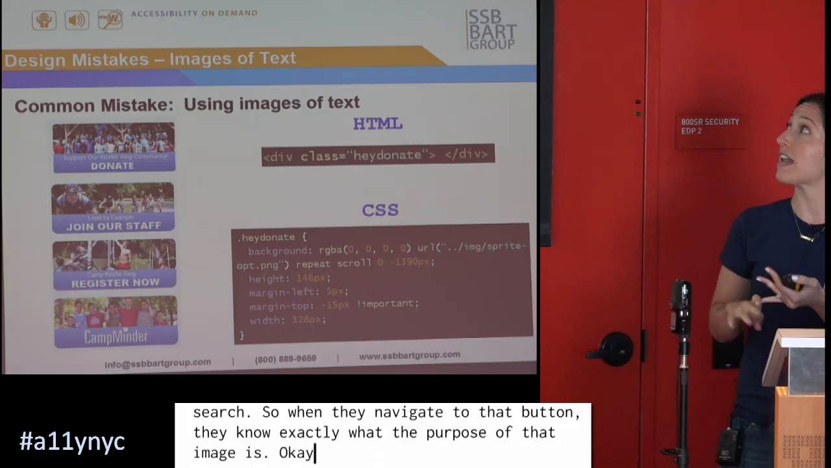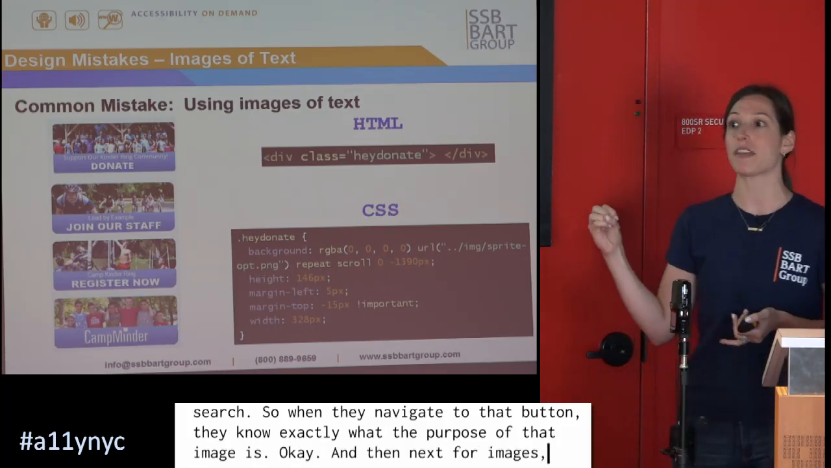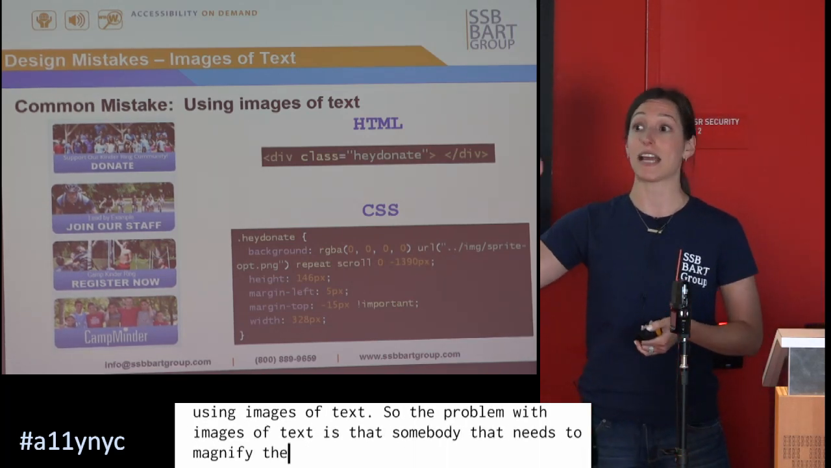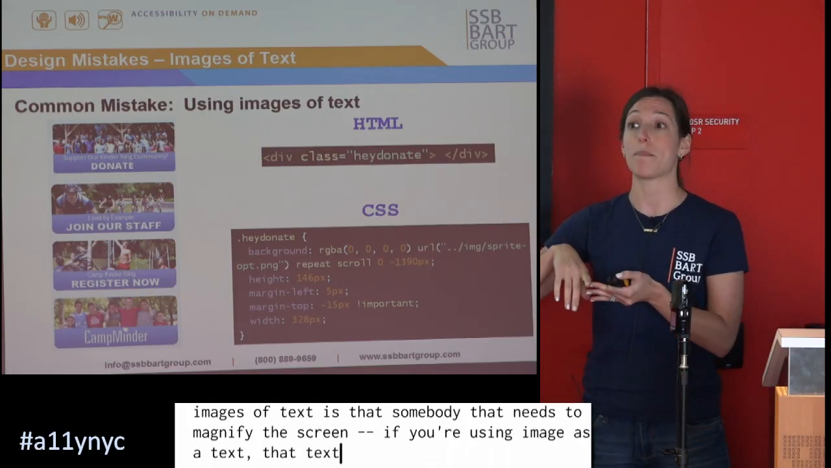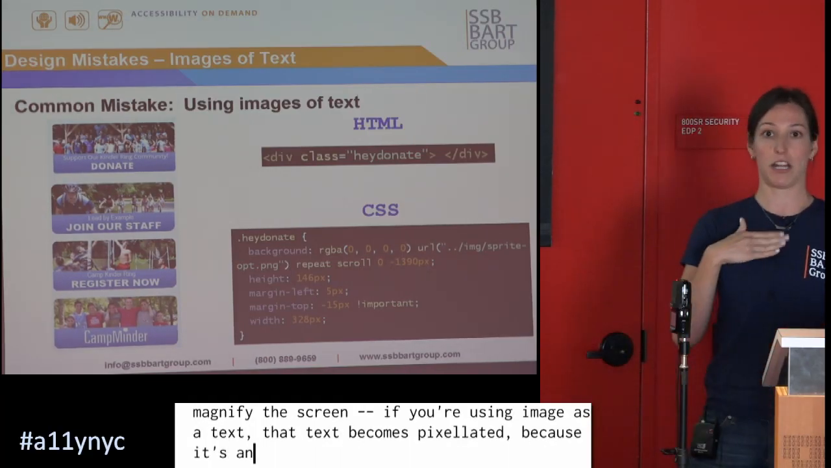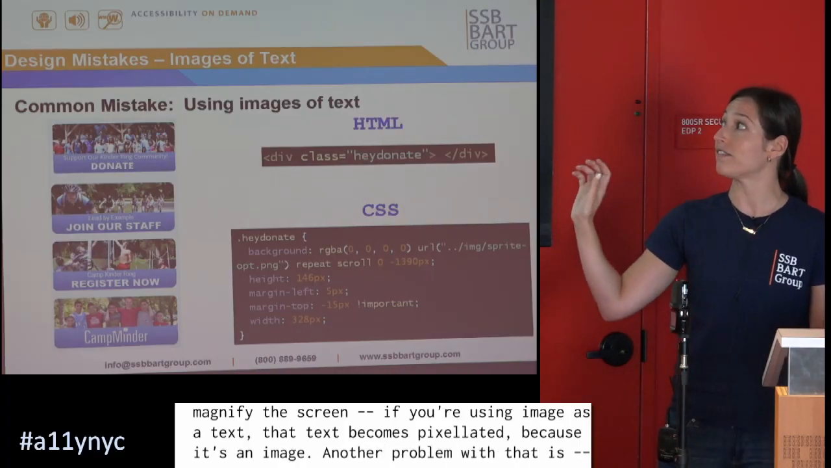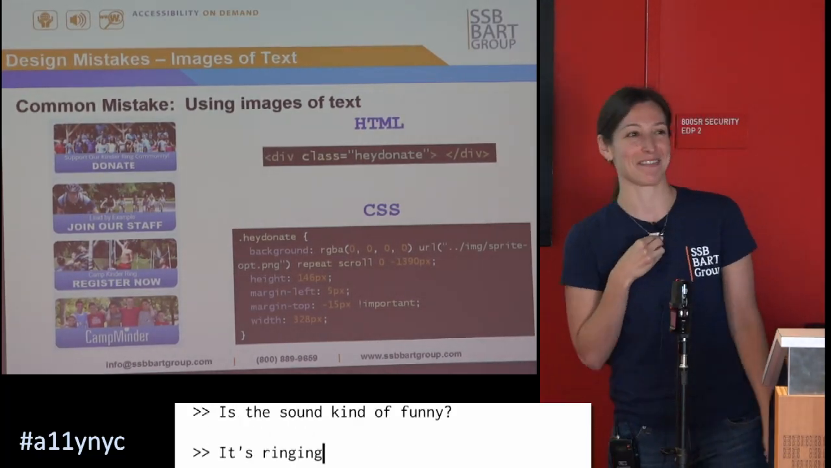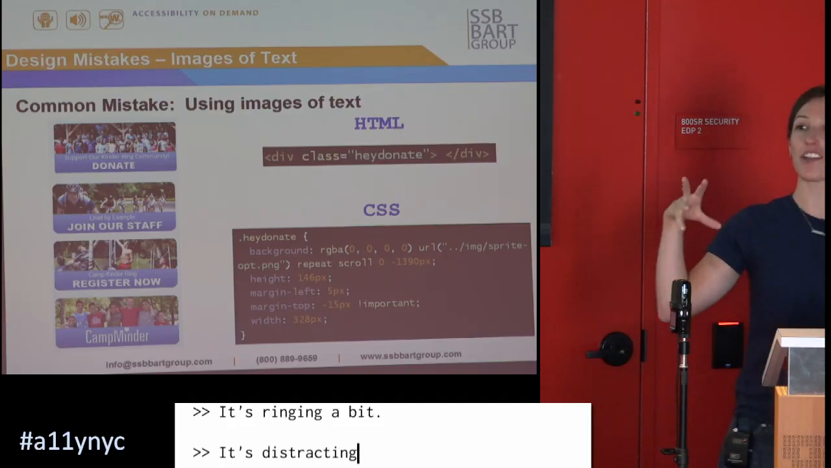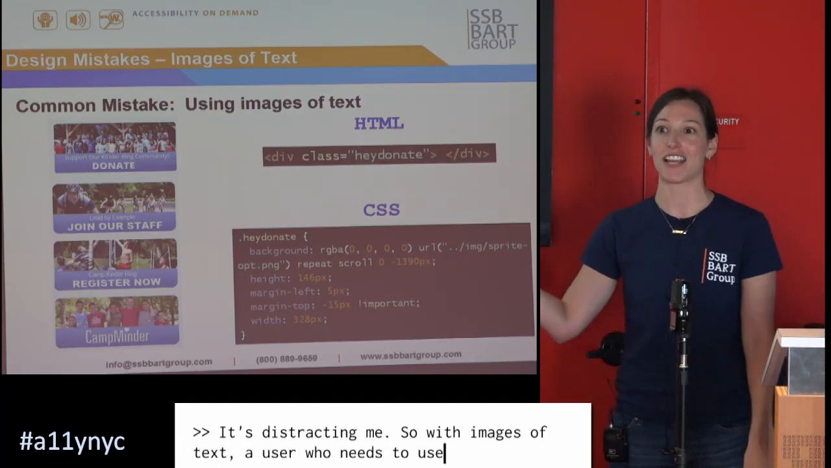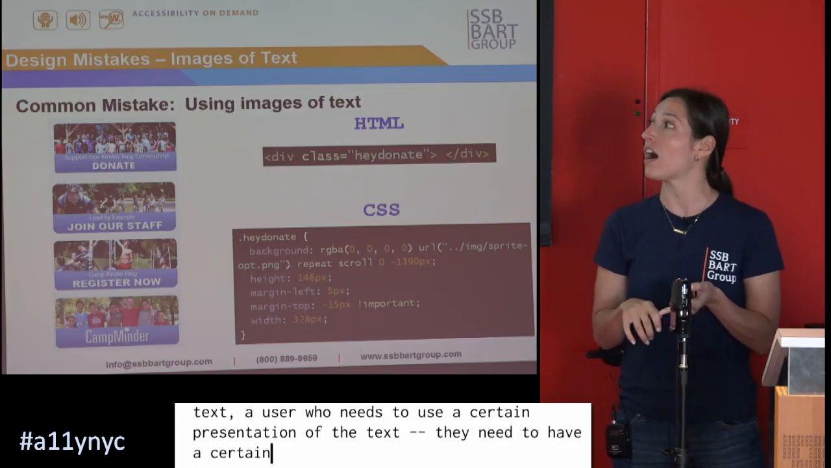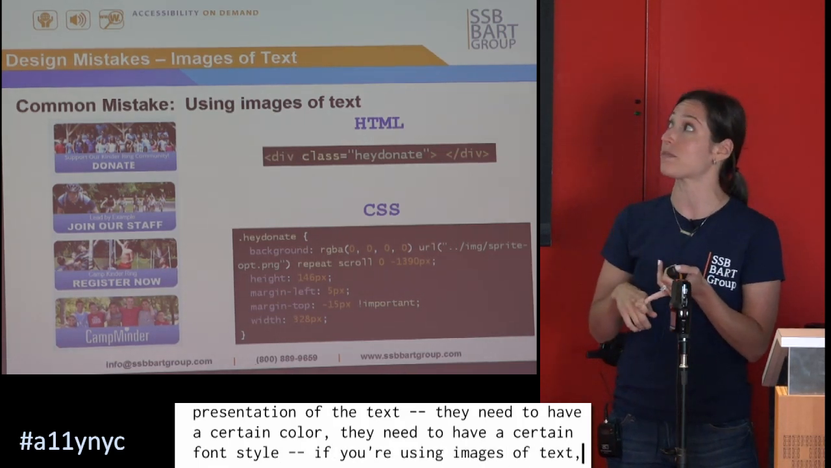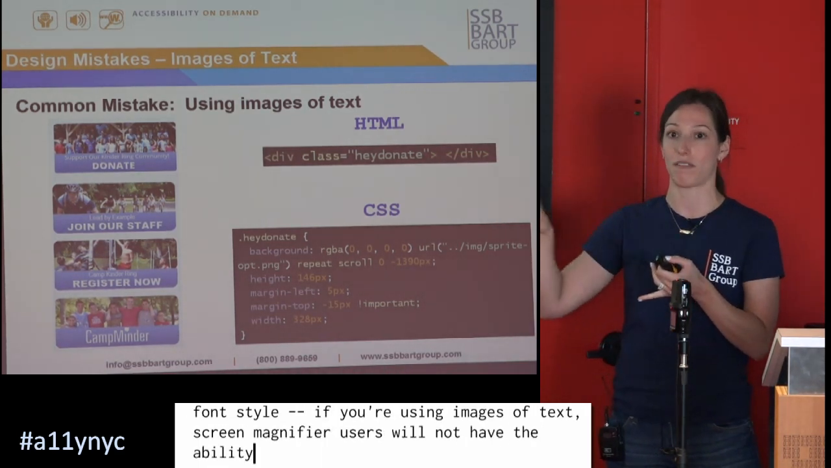Okay. And then next for images, using images of text. The problem with images of text is that somebody that needs to magnify the screen, if you're using images of text, that text becomes pixelated because it's an image. Another problem with that is that when you magnify, is this sound kind of funny? I'm sorry, it's distracting me as I'm speaking. So with images of text, a user who needs to use a certain presentation of the text, they need to have a certain color, they need to have a certain font style. If you're using images of text, screen magnifier users will not have the ability to change the font size or the font color.